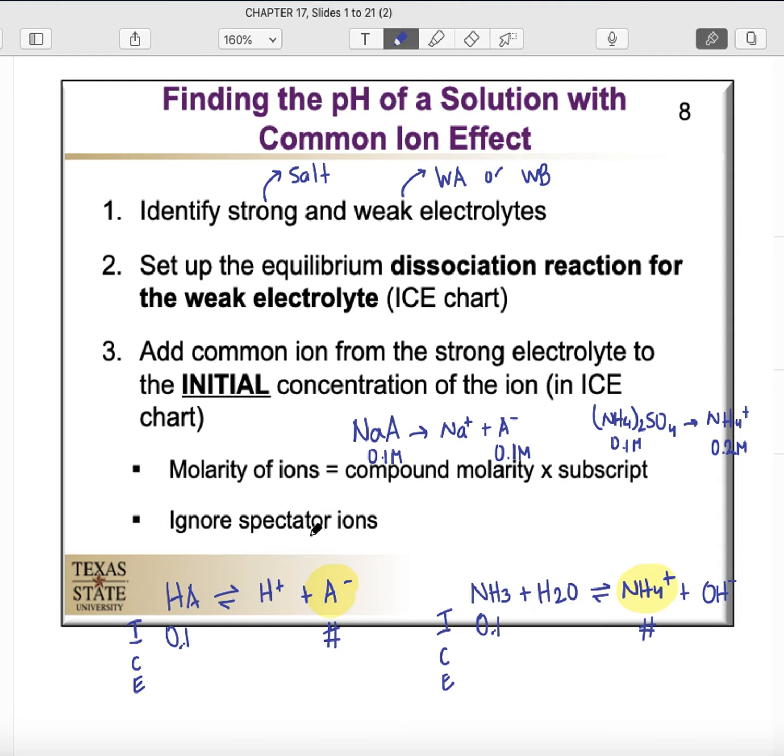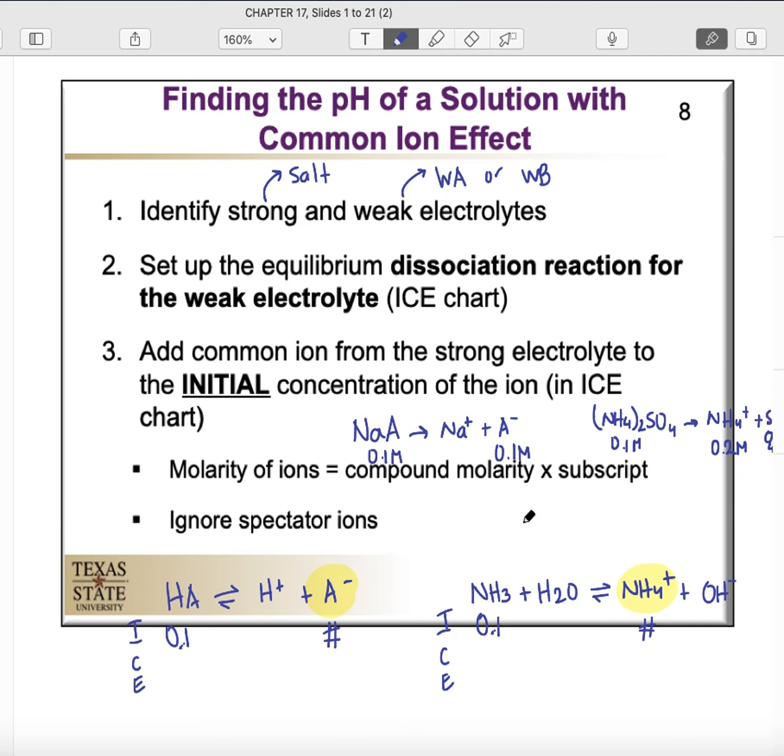We're going to be ignoring the spectator ions, which in this case would have been the sodium ion, and in this particular case it would be the sulfate ion, SO4, and I'm sorry that I am out of space. But the sulfate is basically the spectator ion.